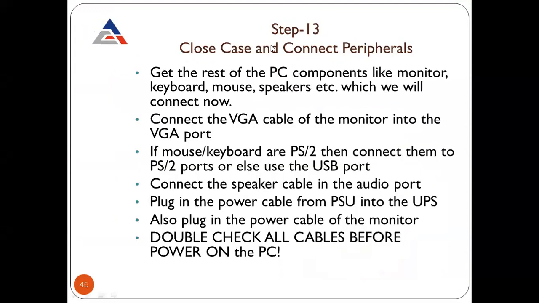Now close the case and connect peripherals. It means you have to close the cabinet or CPU and connect some other devices with it. Get the rest of the PC components like monitor, keyboard, mouse, speakers, etc., which will be connected now. Because we are done with assembling: motherboard installed, CPU installed, RAM installed, heatsink installed, fan installed. Now your task is to close your case and attach some external devices.